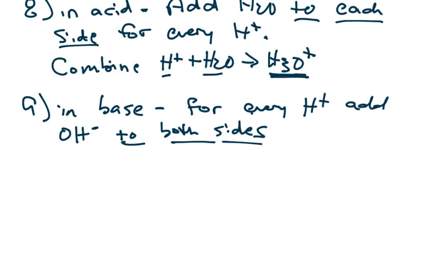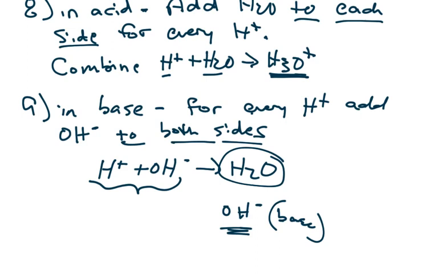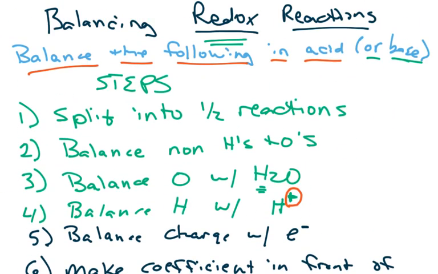So now, this will take advantage of H plus OH minus goes to water. So on one side, you'll have this happening. On the side where your H pluses are, you're going to make water. On the other side, you'll have OH minus, and that'll signify that it's in base. This is base. And that's it. That's the process for balancing redox reactions.